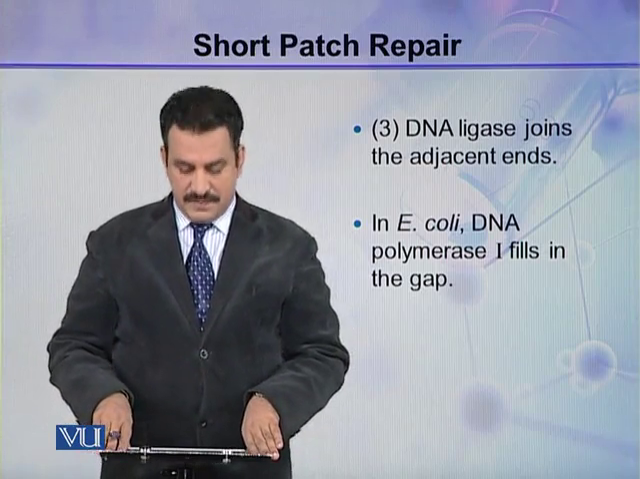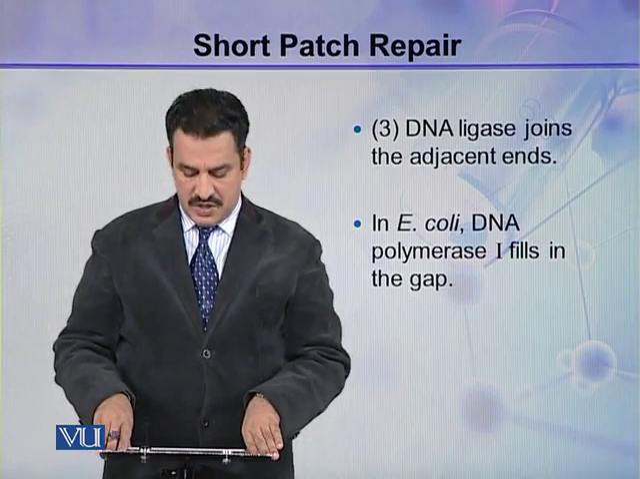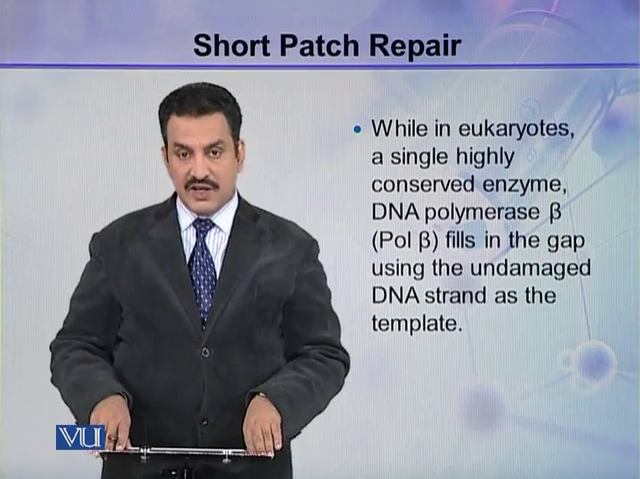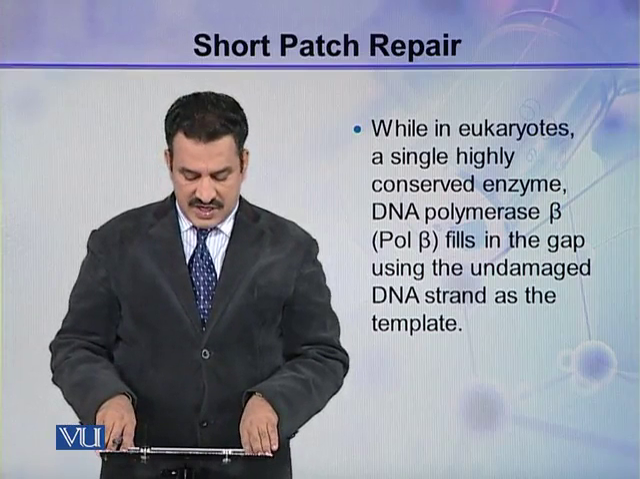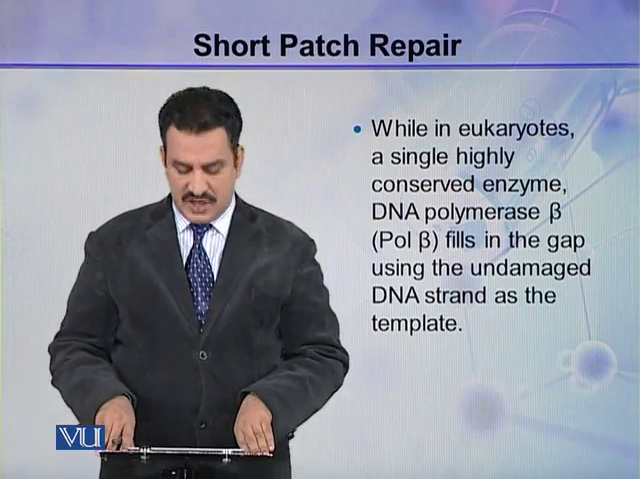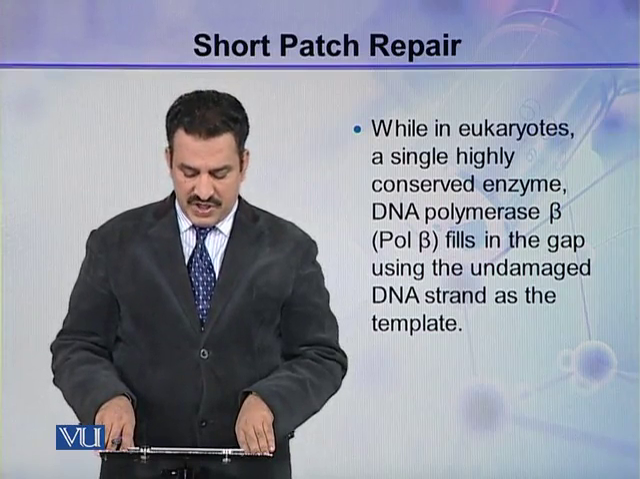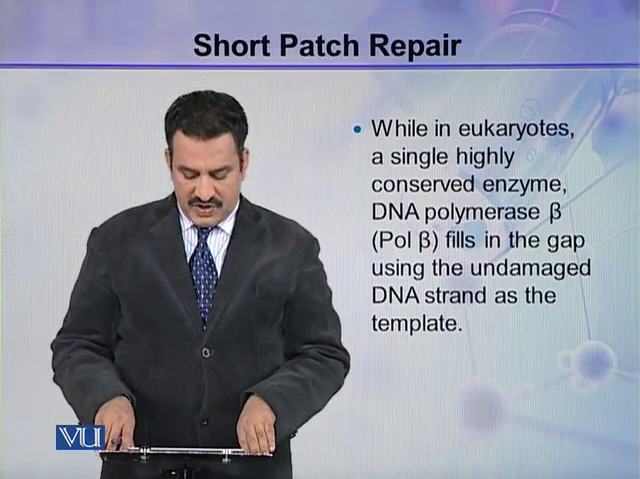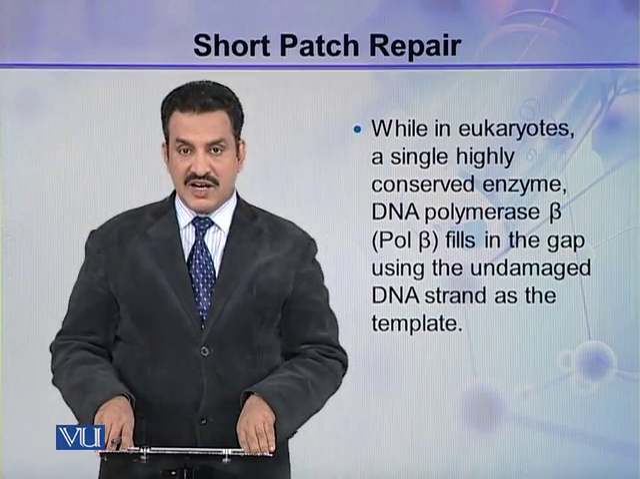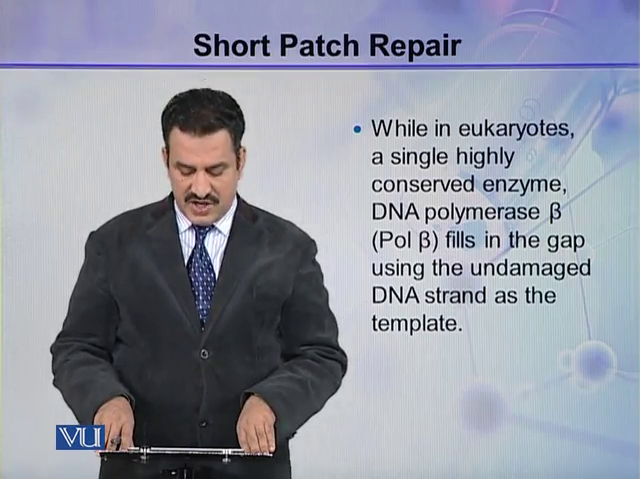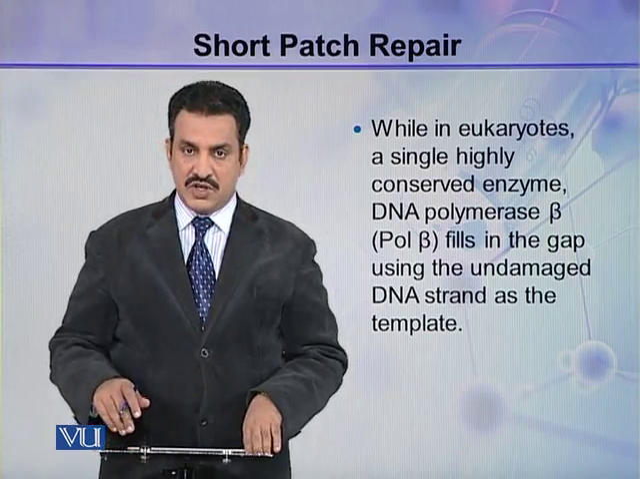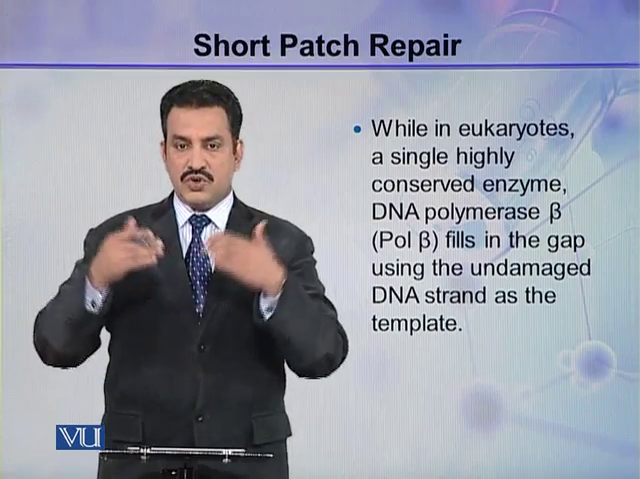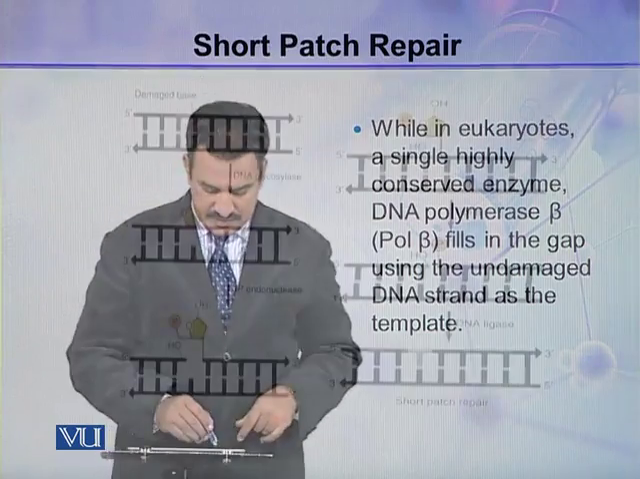In E. coli, DNA polymerase I fills in the gap, while in eukaryotes, a single highly conserved enzyme, DNA polymerase beta, shortly called pol beta, fills the gap using the undamaged DNA strand as the template. So the undamaged strand is used as a template to fill in the gap.